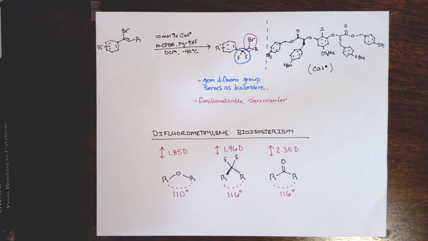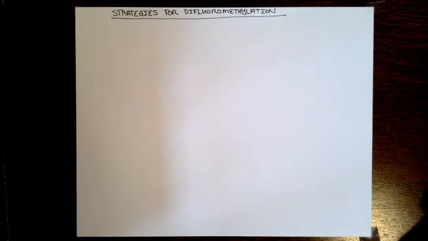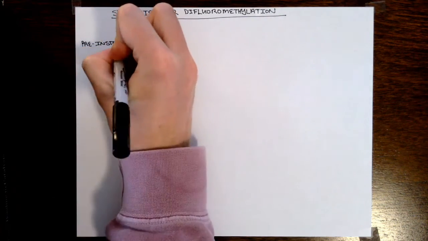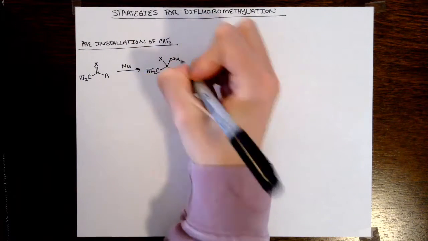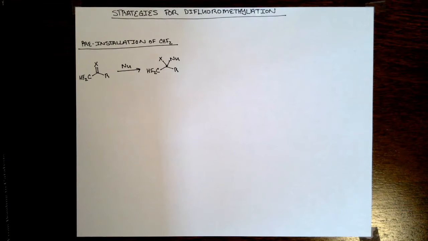And if we look at other methods that are currently in the literature for installing these gem-difluoromethylene units, many of these methods epimerize those stereocenters. So if we look at the most widely used strategies for the addition of a gem-difluoromethylene group, most start from a prochiral electrophile, which can undergo a nucleophilic attack to form a carbon-carbon bond by using either a Grignard or an alkyne or an alkene. But that requires you to have the gem-difluoro group already installed into your electrophilic group.